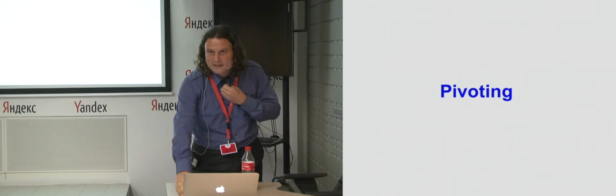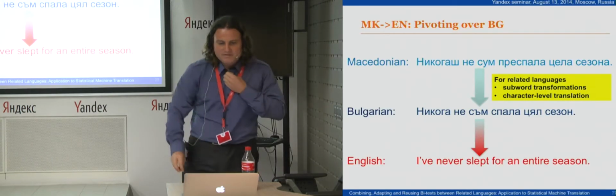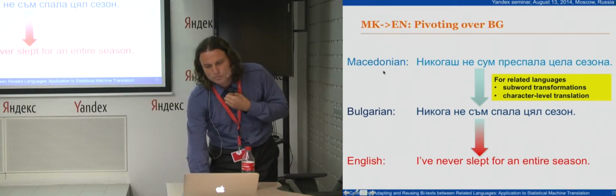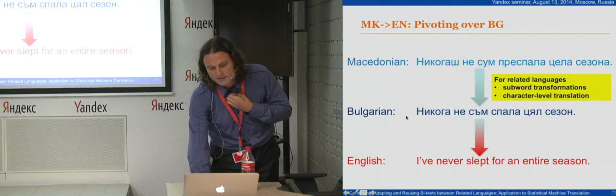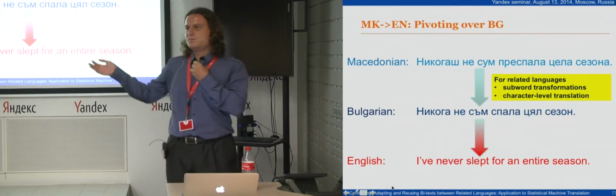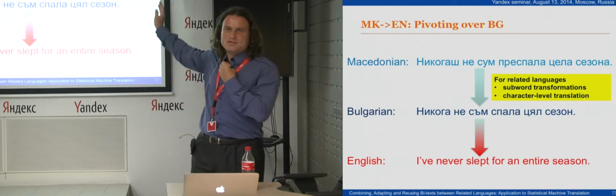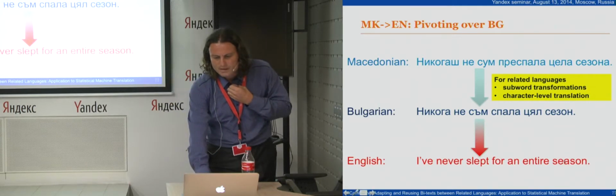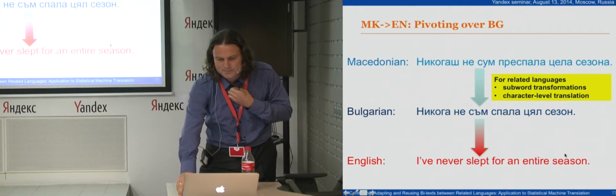Finally, I want to go back to pivoting. So what was pivoting? Suppose that you want to translate between Macedonian and English. You say, I'm going to turn Macedonian into Bulgarian, because I have very little Macedonian data, and I have a lot of Bulgarian English data. Why? Because Bulgarian is in the European Union and has all these kinds of resources. Macedonian is not there yet, so it doesn't have them. That's the pivoting idea.